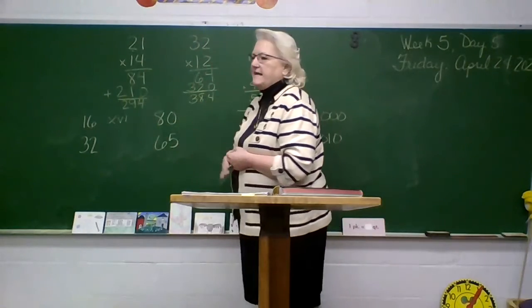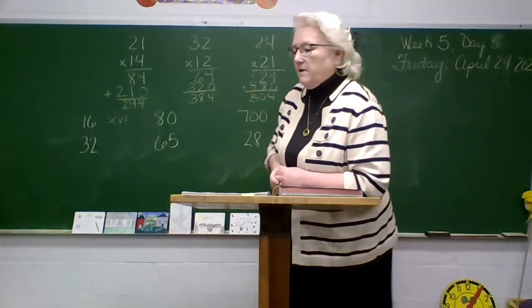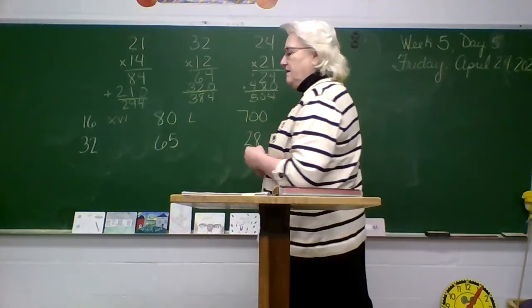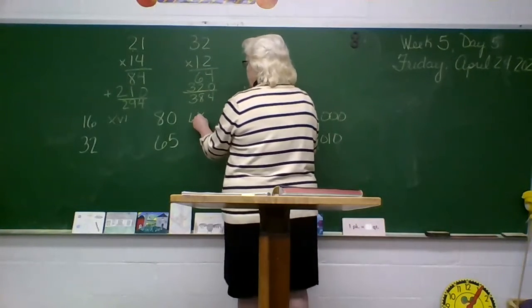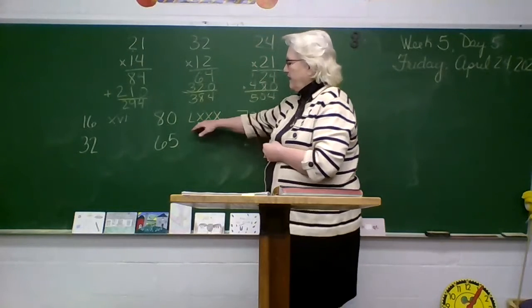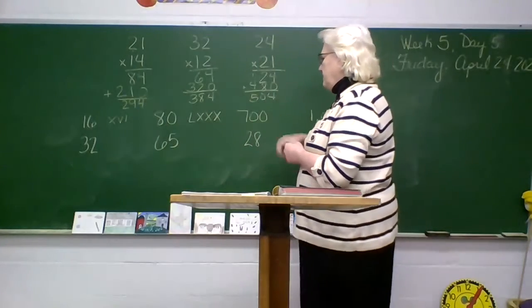Good, let's try 80. How would we write 80 in Roman numerals? Well, we're going to start with 50. L, that's 50. And 10 makes 60, and 10 makes 70, and 10 makes 80. Remember, you're allowed to have 3 of the same letter in a row.